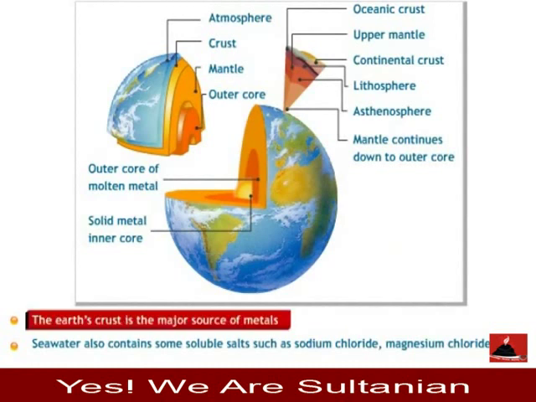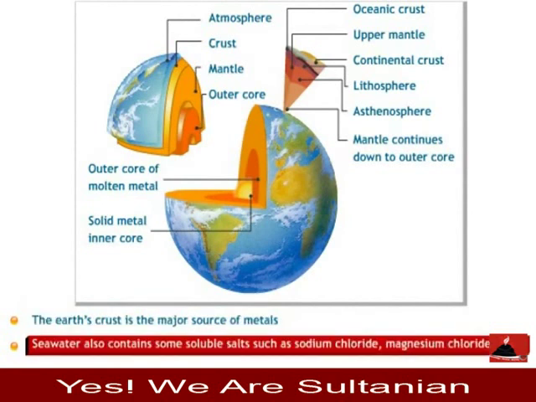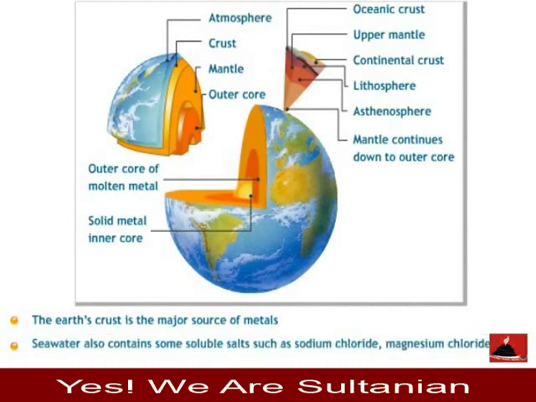Occurrence of metals. The Earth's crust is the major source of metals. Seawater also contains some soluble salts such as sodium chloride, magnesium chloride, etc. The elements or compounds which occur naturally in the Earth's crust are known as minerals.